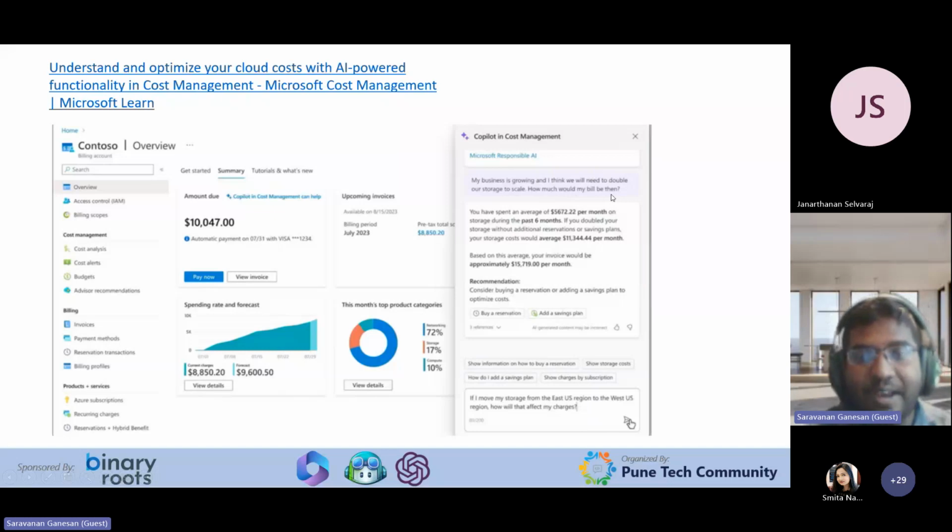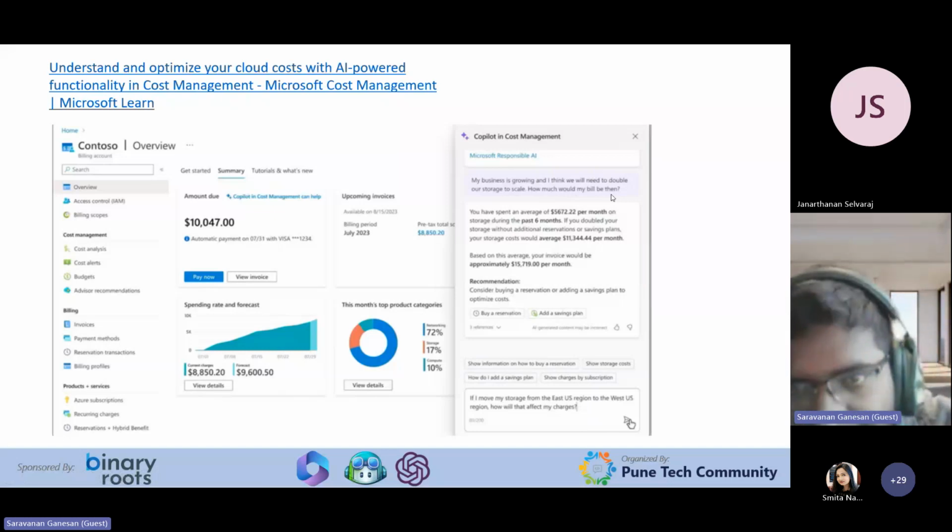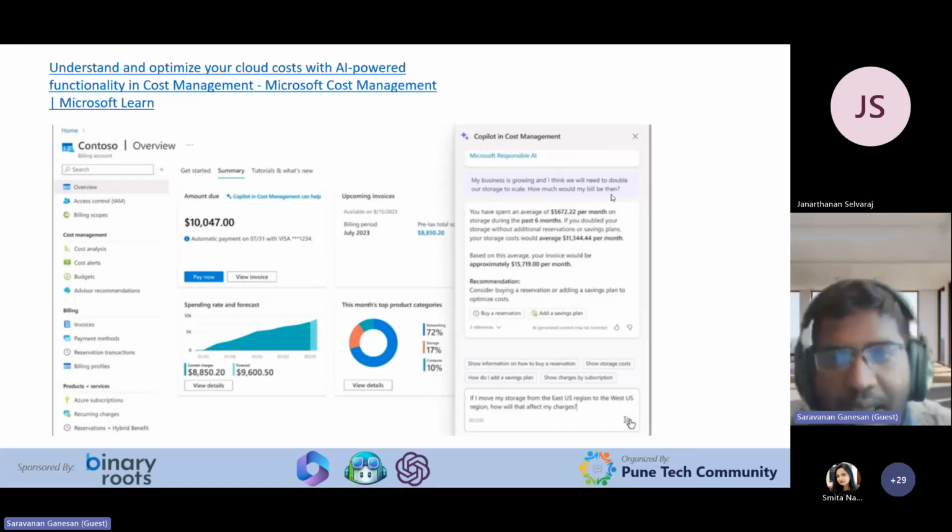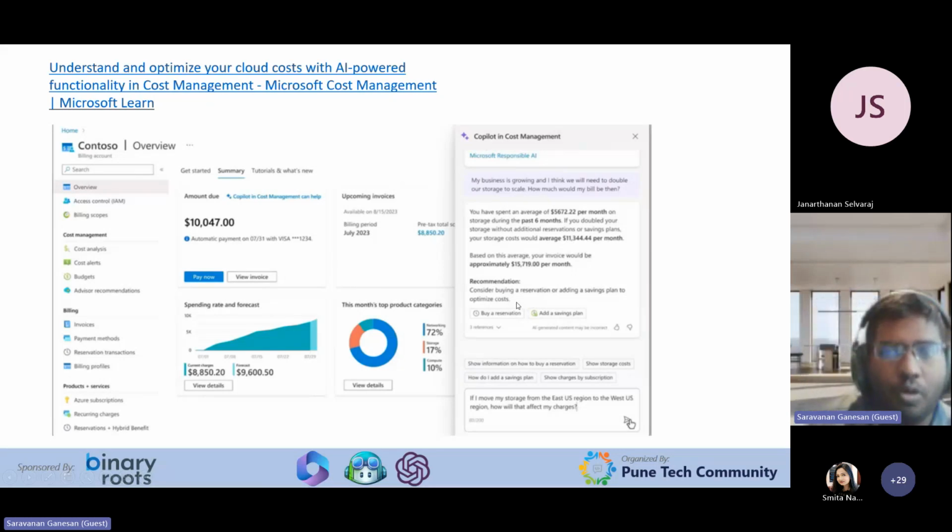If I ask this kind of prompt to my Copilot in the cost management page, it will tell us you have spent an average of 5672.2 USD per month on storage during the past 6 months. If you double your storage without additional reservations or savings plans, the storage cost will average this much, and based on this average, your invoice would be approximately 15,000 USD per month. The recommendation is to consider buying a reservation or adding a savings plan to optimize cost. So these kinds of suggestions they are giving, and it also answers how much the bill will be, and because of which things your bill might go high.